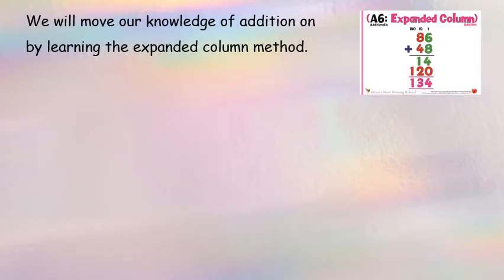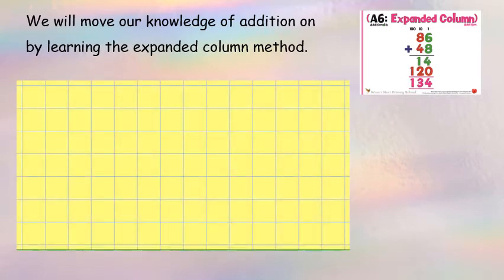We will move our knowledge of addition on by learning the expanded column method. Let's work through the example shown on the right. This looks a little different. First, we add column headings: hundreds, tens and ones. Then we write in the two-digit numbers. 86 plus 48.